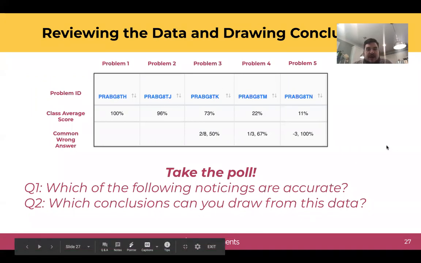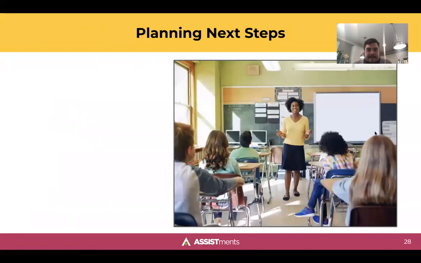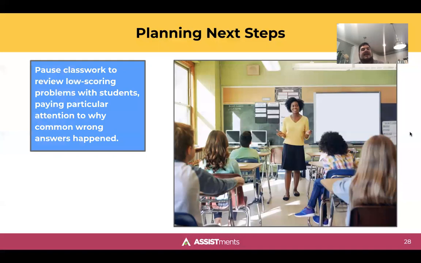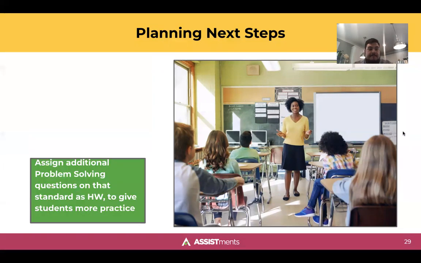Okie dokie, so moving on. In terms of planning next steps, you might decide, once you look at that data, to pause your classwork and review low-scoring problems with students as a class, paying particular attention to those common wrong answers, maybe highlighting those or discussing with students what mistake might have led to those common wrong answers. And after you've done that with students, you might decide to assign additional problem-solving questions on that standard as homework to give students more practice.